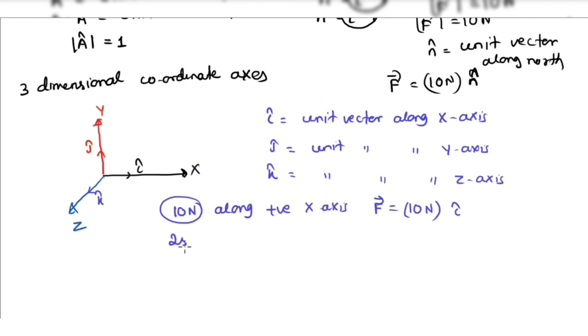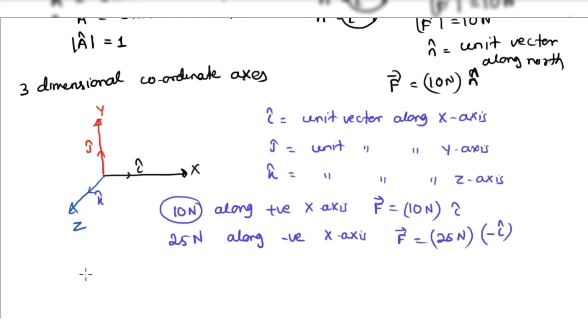Suppose a force of 25 Newton is acting along negative x-axis, then how can we write F vector? F vector will be equal to, first write the magnitude, that is 25 Newton, and since the force is acting along negative x-axis, we have to write minus I cap. Because I cap is a unit vector along the positive x-axis. So minus I cap will have direction along the negative x-axis.